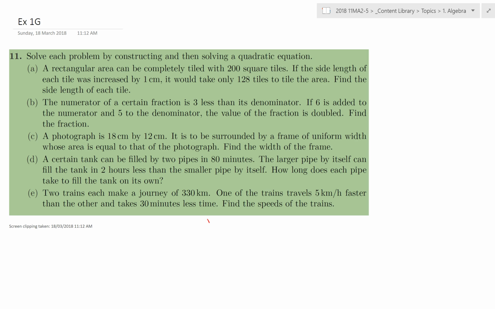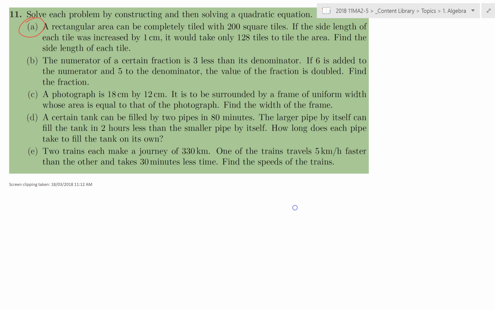Now these do have interesting practical applications. They can be, well, you could say hard, you could say interesting to solve. So let's have a look at question 11a. Now, we've got these worded problems. It certainly makes life more interesting.